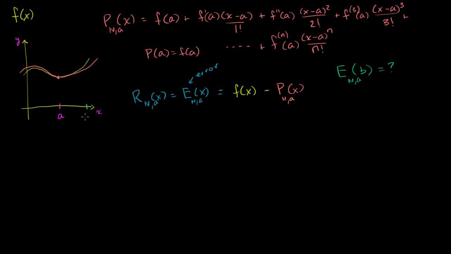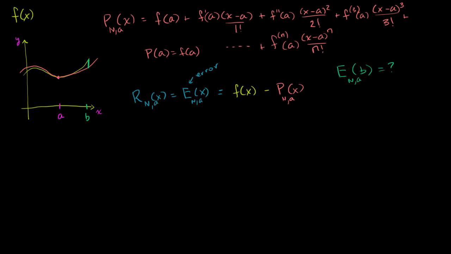Well, if b is right over here, the error at b is going to be f of b minus the polynomial at b. So f of b there, the polynomial is right over there, so it'll be this distance right over here. If you measured the error at a, it would actually be 0 because the polynomial and the function are the same there. f of a is equal to p of a, so the error at a is equal to 0.